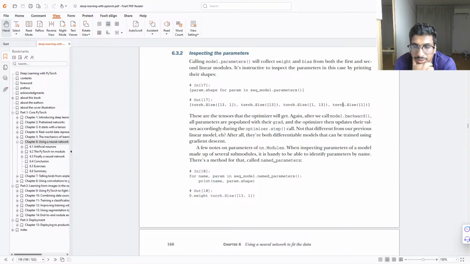A few notes on parameters of nn.Modules. When inspecting parameters of a model made up of several submodules, it is handy to be able to identify parameters by name. There is a method for that called named_parameters.